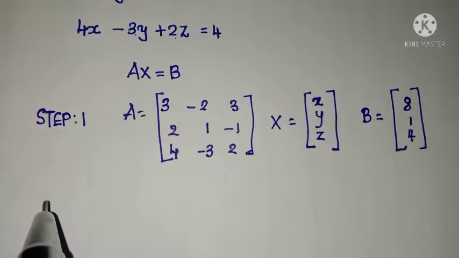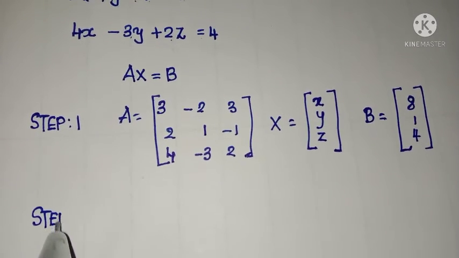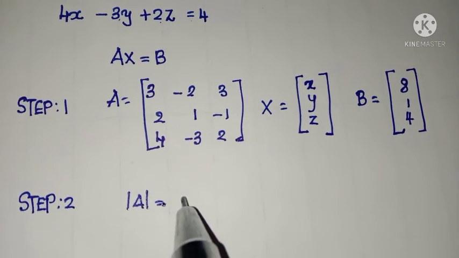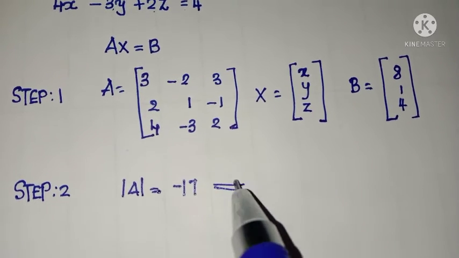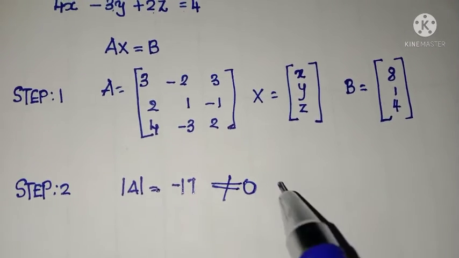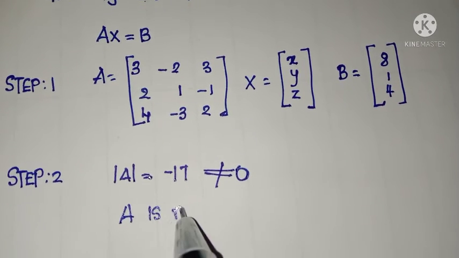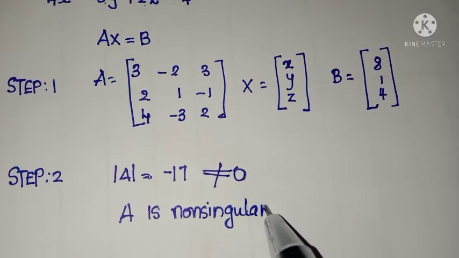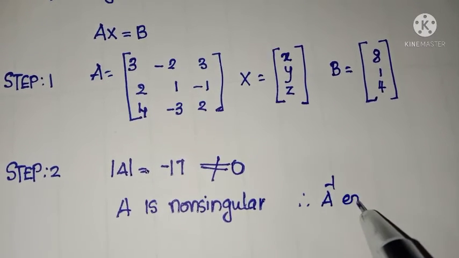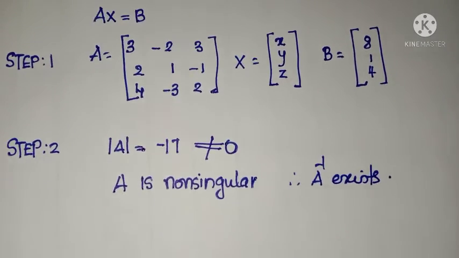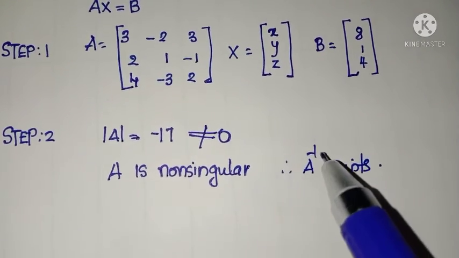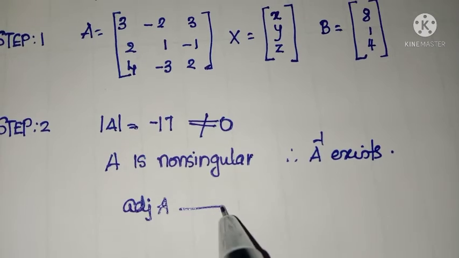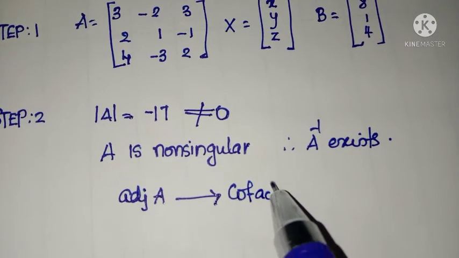Now the second step is to find the determinant of A. You can see the determinant of A is equal to negative 17, which is not equal to 0. That is, the given matrix is non-singular, and therefore A inverse exists. So next step is to find A inverse. To get A inverse, we need to find adjoint A. To get adjoint A, we need the cofactor matrix.